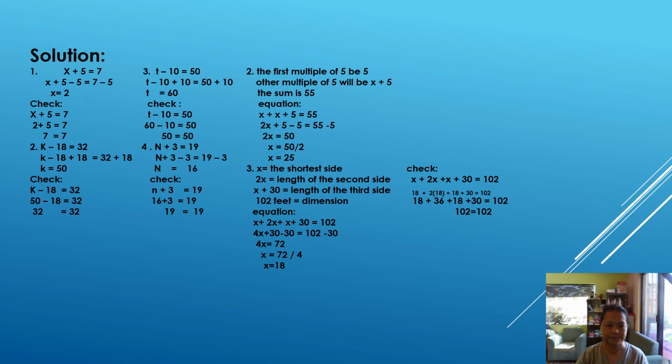And that is correct. Number three, x is equal to the shortest side. 2x is equal to the length of the second side. x plus 30 is equal to the length of the third side. 100 feet is the perimeter. Equation: x plus 2x plus x plus 30 is equal to 100. 4x plus 30 minus 30 is equal to 100 minus 30. 4x is equal to 70, x is equal to 70 divided by 4, x is equal to 17.5, and that is correct.